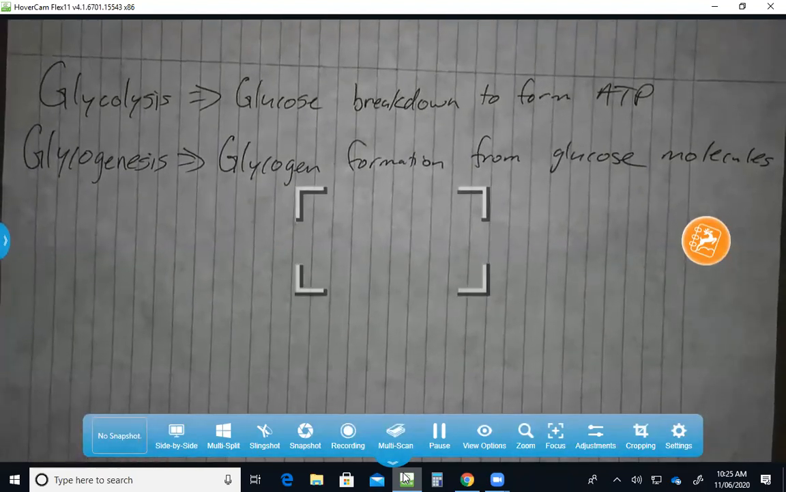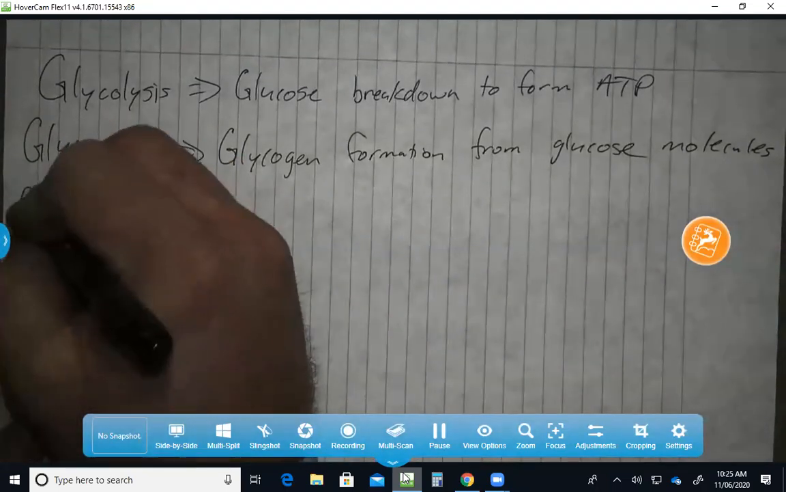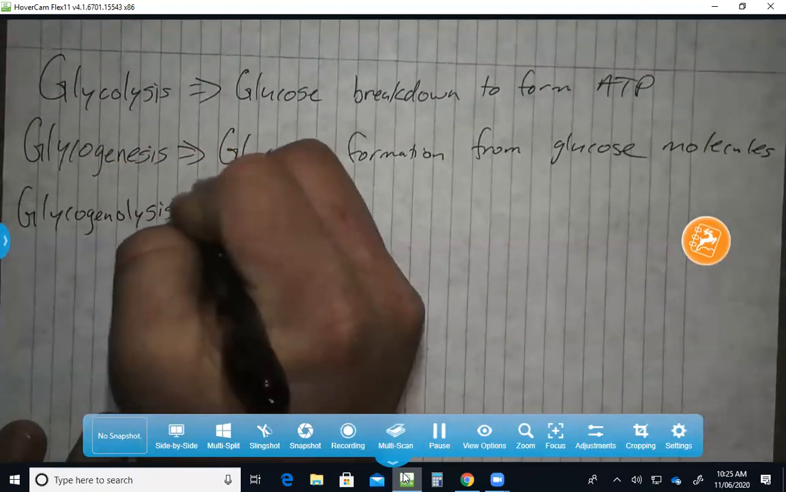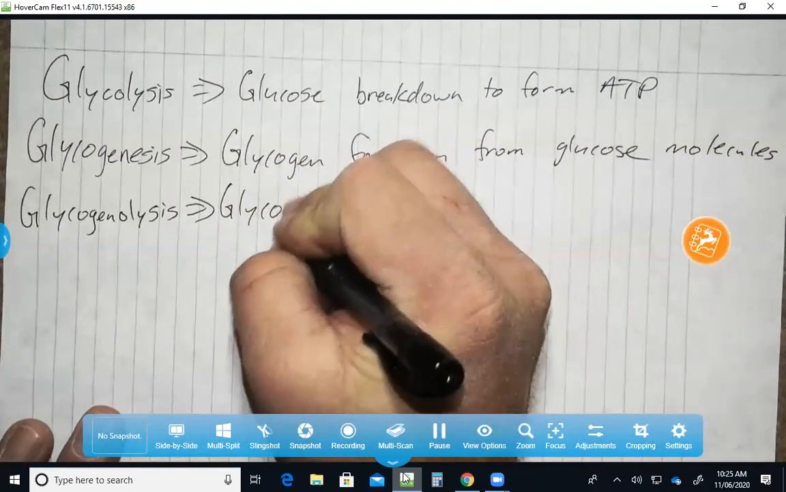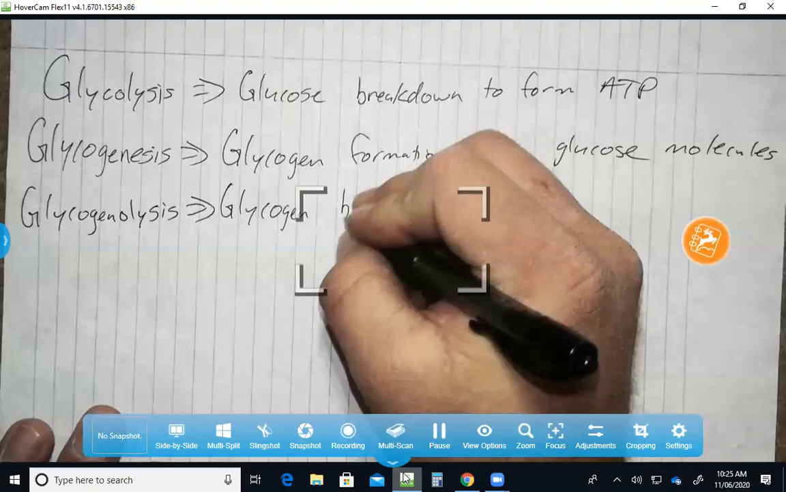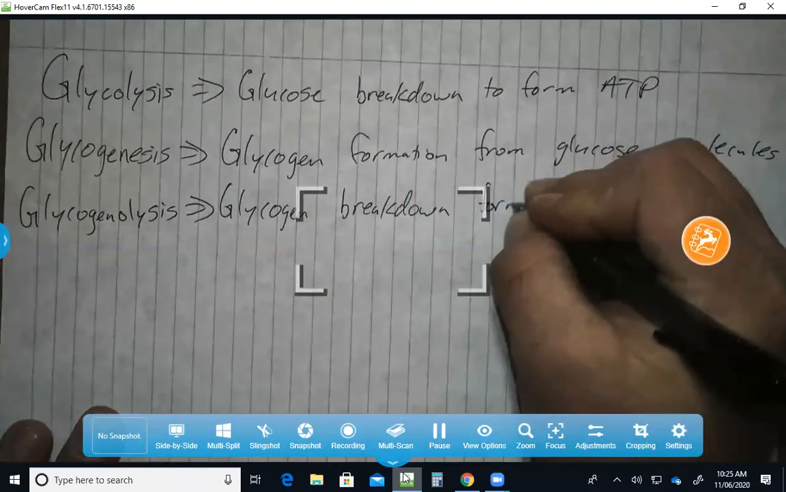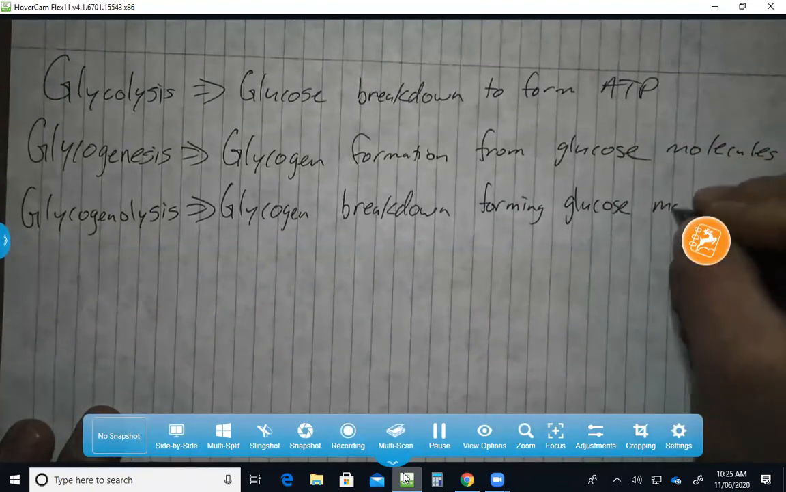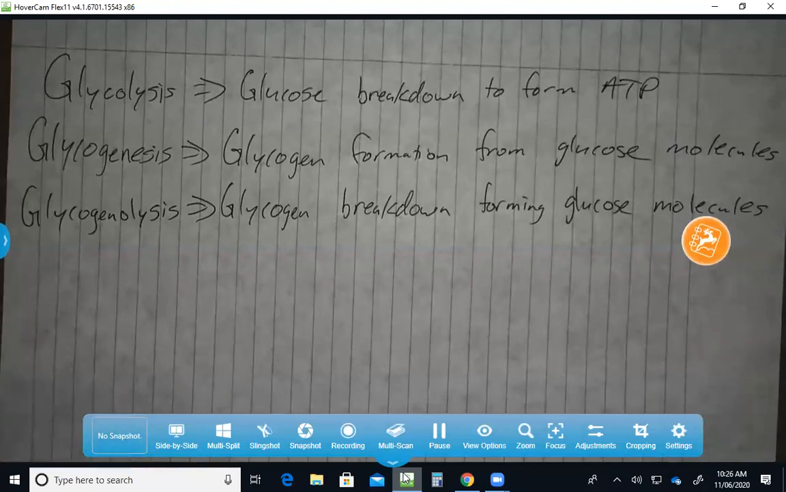That way, when we need the glucose, we can release it by glycogenolysis, which is the exact opposite of glycogenesis. Glycogen breakdown, forming glucose molecules. That's what we do like when our blood sugar is really low.